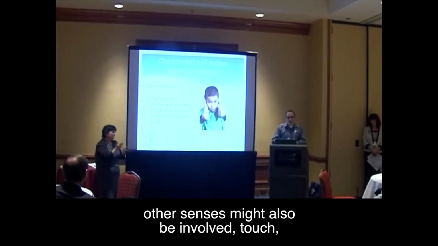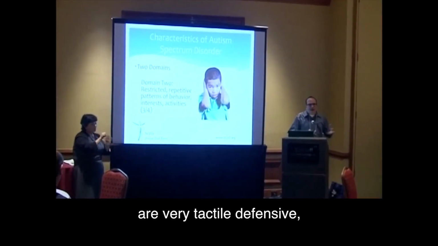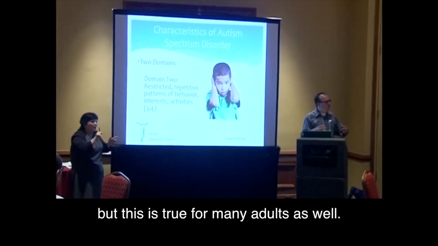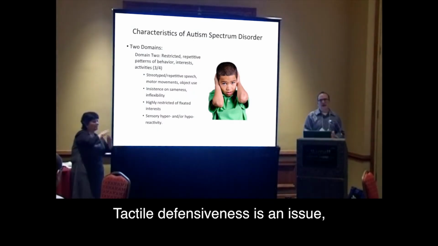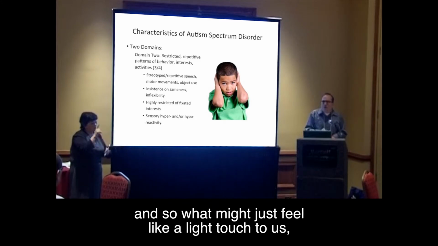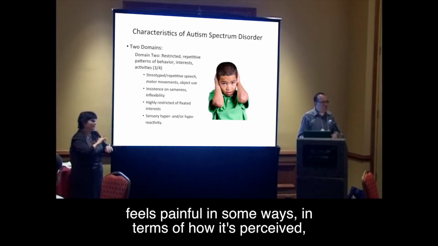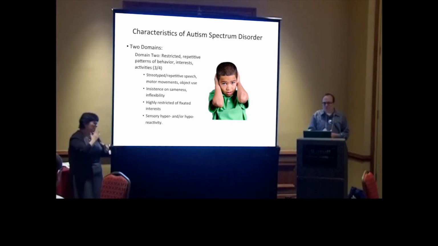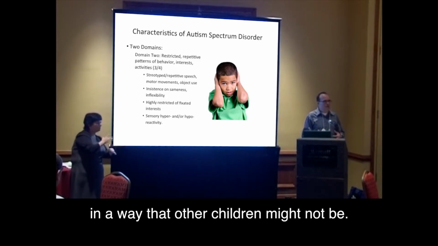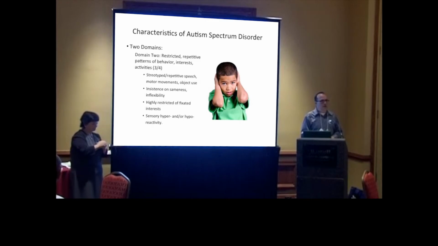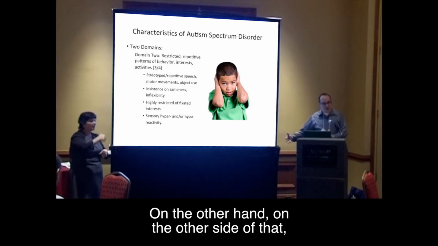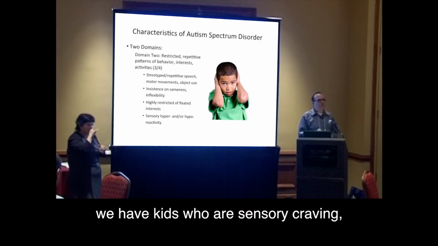Other senses might also be involved, touch. And so some kids, for example, are very tactile defensive. And I keep speaking of kids because I'm a child psychologist, but this is true for many adults as well. Tactile defensiveness is an issue. And so what might just feel like a light touch to us feels painful in some ways in terms of how it's perceived. So we might find that children with tactile defensiveness are very bothered by certain fabrics, are very bothered by touch in a way that other children might not be. Just a hand on the shoulder might be very aversive to some of those children. On the other hand, on the other side of that, we have kids who are sensory craving.